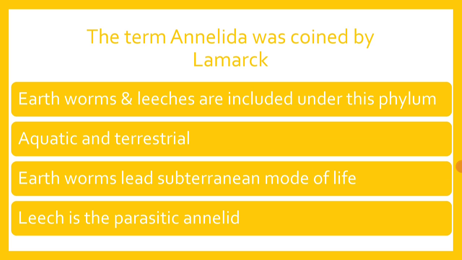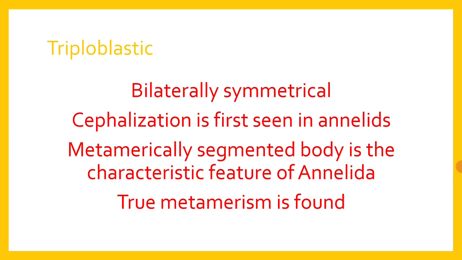These are either aquatic or terrestrial. Earthworms lead a subterranean mode of life in the layers of the soil. They make burrows and live inside these burrows. Leech is the parasitic annelid. And annelids are triploblastic and they exhibit bilateral symmetry.